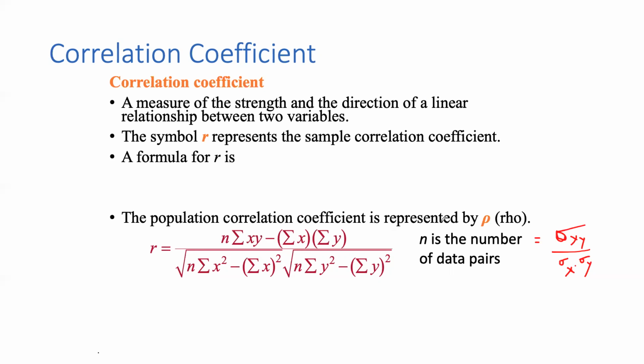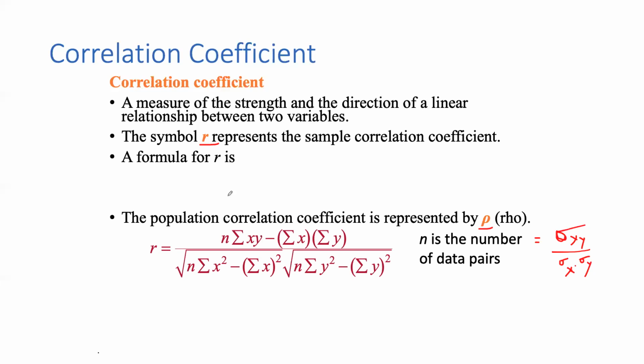So the population correlation coefficient is represented by this symbol rho, and the sample correlation coefficient is represented by R, right? The difference is whether the data set is a population data set or a sample data set. If it's a population data set, then we use rho as the correlation coefficient, this Greek letter here. And if you're working with sample data, then we calculate what's known as R, which is the sample correlation coefficient.